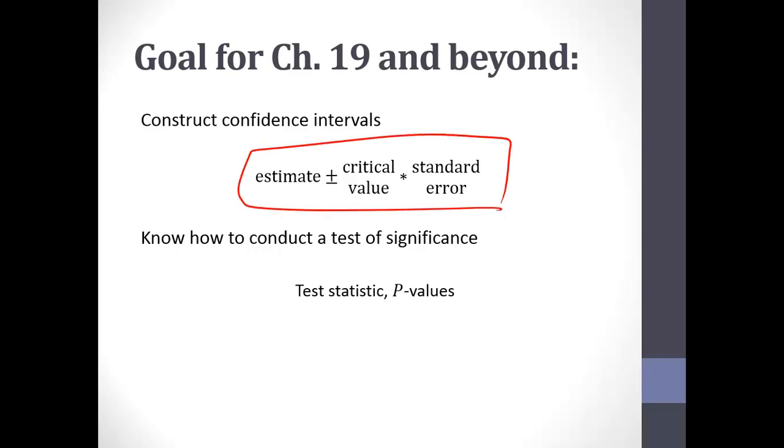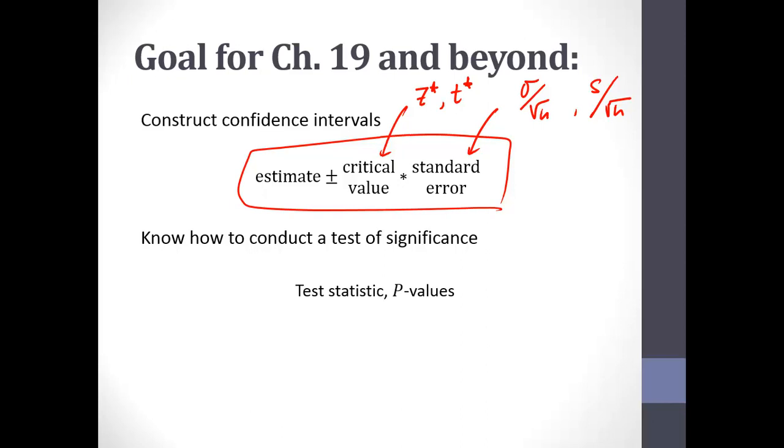We're going to take an estimate. We're going to add and subtract some margin of error, which, as you're used to the formulas by now, is some critical value. So far this has been a z star or a t star. And then we multiply it by the standard error, which is sigma over the square root of n, or s over the square root of n. Something like that.